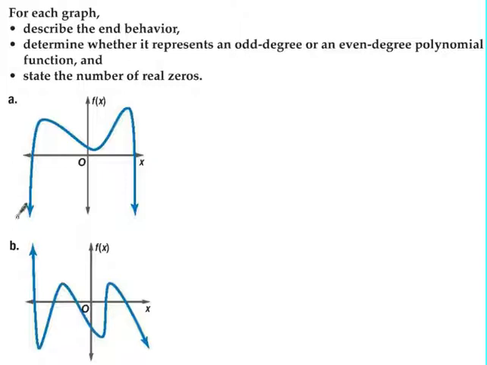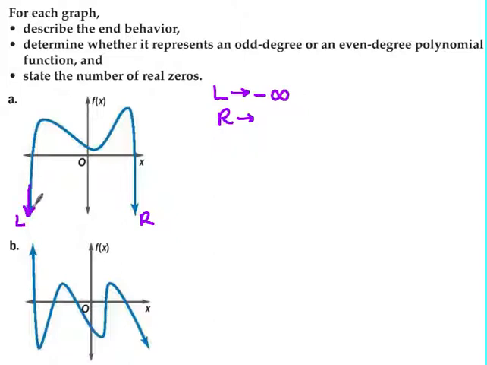Pretty straightforward. So first of all, describe the end behavior. So this is going to be the left. This is going to be the right. So you're going to have two answers, L and R. So as you look at the graph right here on the left side, does the end behavior indicate positive infinity or negative infinity? Negative infinity. Now remember, negative infinity because it goes down.